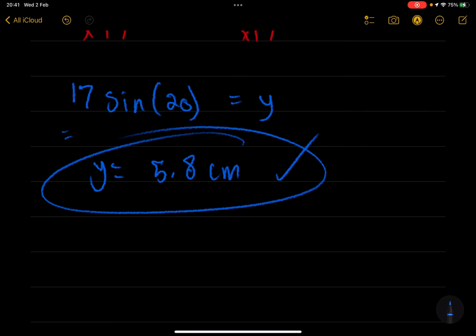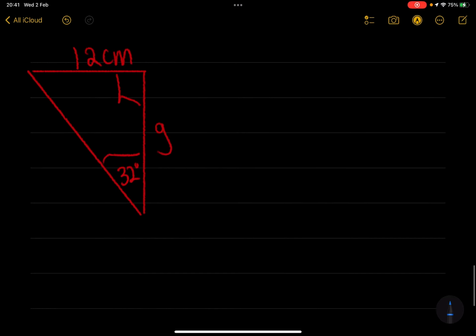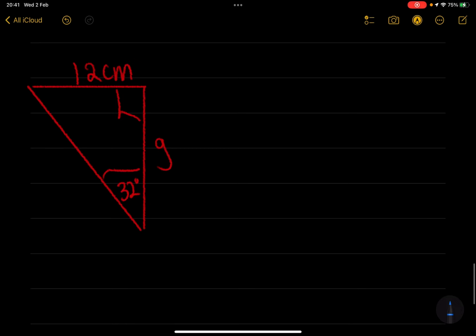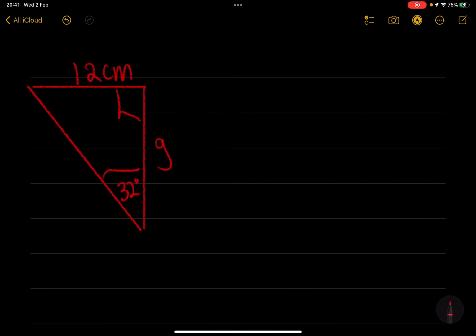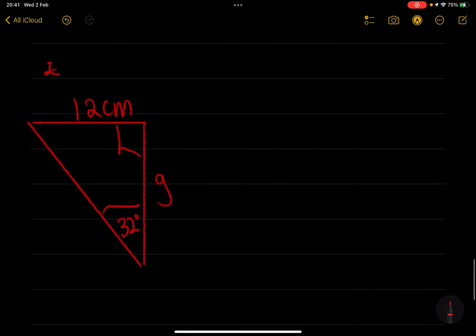Right. Last one then. This is going to be the last one, and then you can do it just by yourself. So you just need to pop this one in. This is your example number 3.